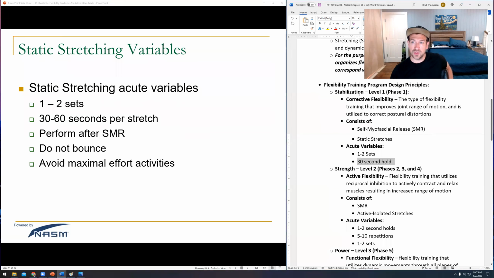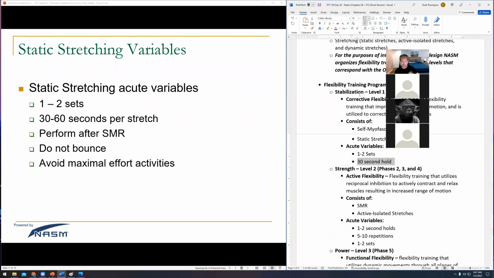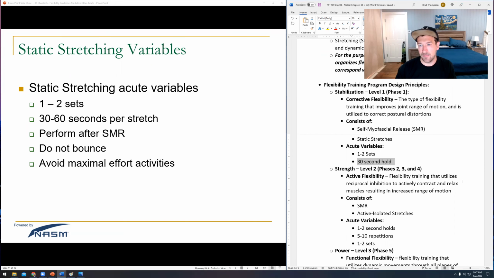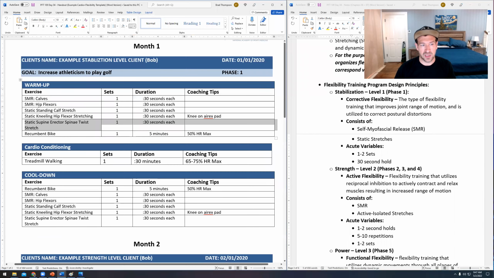So these are the rules you guys want to get memorized. We want to understand what exercises to put in what categories, right? If we're in the stabilization level, you're going to stay in the corrective flexibility tool bag. These are the tools you have access to. These are the numbers that you're going to fill in. And that's how we do it, right? We picked static, static, and static, and SMR.